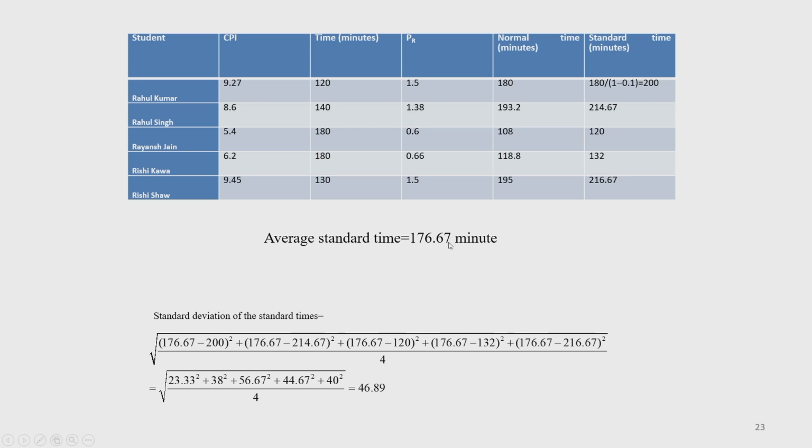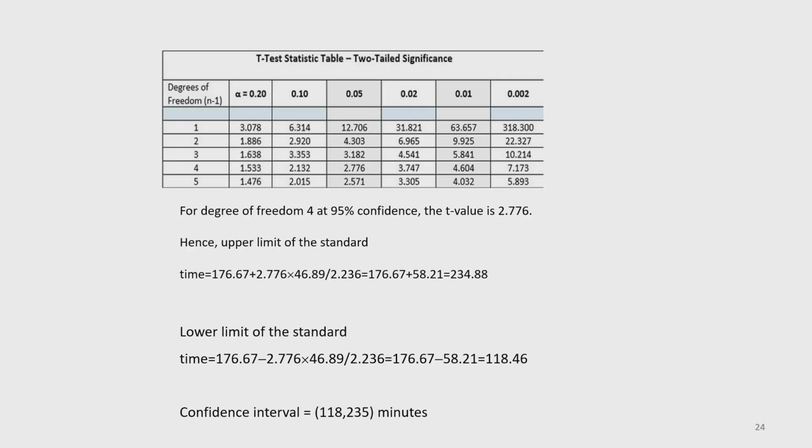The average is 176.67. Each value is a standard value, so I should subtract it from this one. Here the standard time is 200. So (176.67 minus 200) whole square plus (176.67 minus 214.67) whole square. Like that I do and divide by n minus 1. There are 5 observations, so 5 minus 1 is 4. We have to use the n minus 1 formula for small samples. So divide not by 5 but by 4, and you get a standard deviation of 46.89, a too high standard deviation.